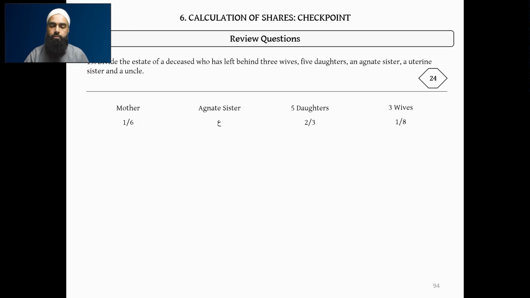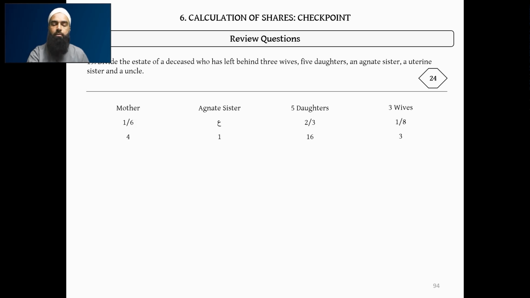So the wives, 1/8 of 24, will get 3. So you can see 1 each they're going to get. The 5 daughters, 2/3 of 24, they're going to get 16. Then the mother would be the next person. So the mother's share, 1/6 of 24, which is 4. So she should get 4, and you should write 4 there. I've done it the wrong way around here, so I've already worked it out here. So she should receive 4.